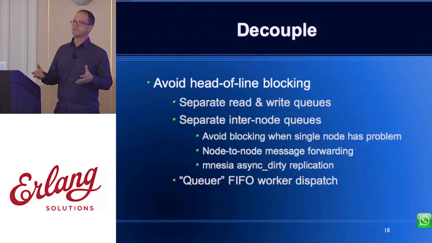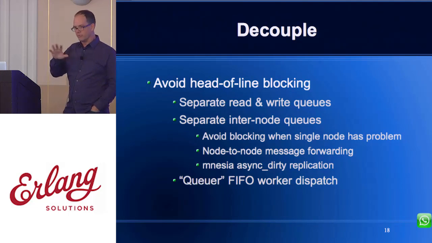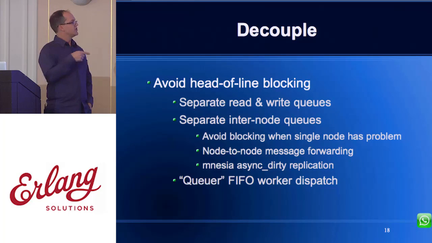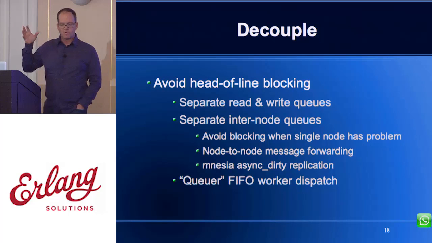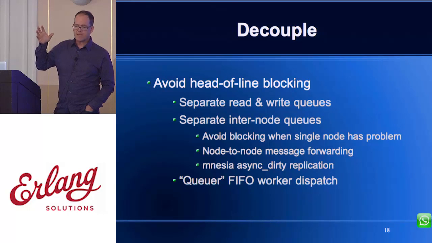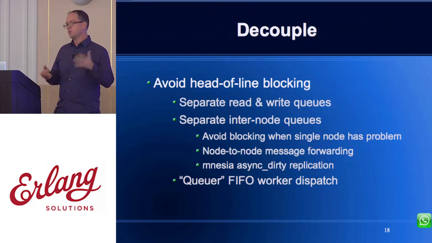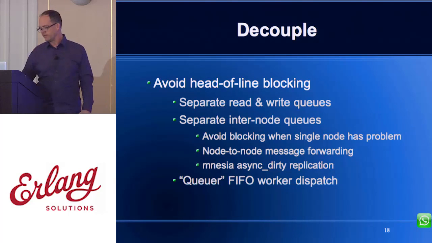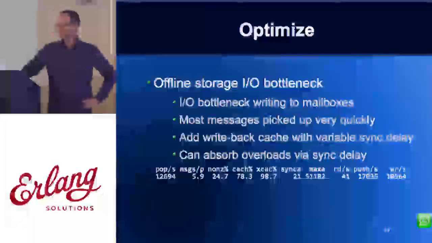Again, we're trying to decouple this as much as possible so that if there's issues, they get isolated into just the places where there's nothing we can do about it, but everything else keeps flowing. And then I mentioned when we're doing things with non-deterministic latency, we'll use the queuer model or a FIFO worker dispatch so that we don't get head-of-line blocking on those types of operations.